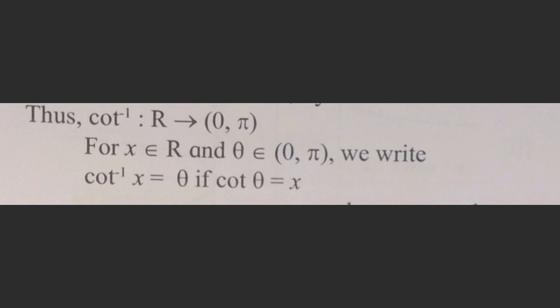Thus let us define the inverse cotangent function from the set of real numbers R to open interval 0 to pi, where x belongs to the domain R and theta belongs to the range open interval 0 to pi, which is the principal branch of this inverse function. Therefore if cot theta equal to x, then we can write cot inverse of x equal to theta.